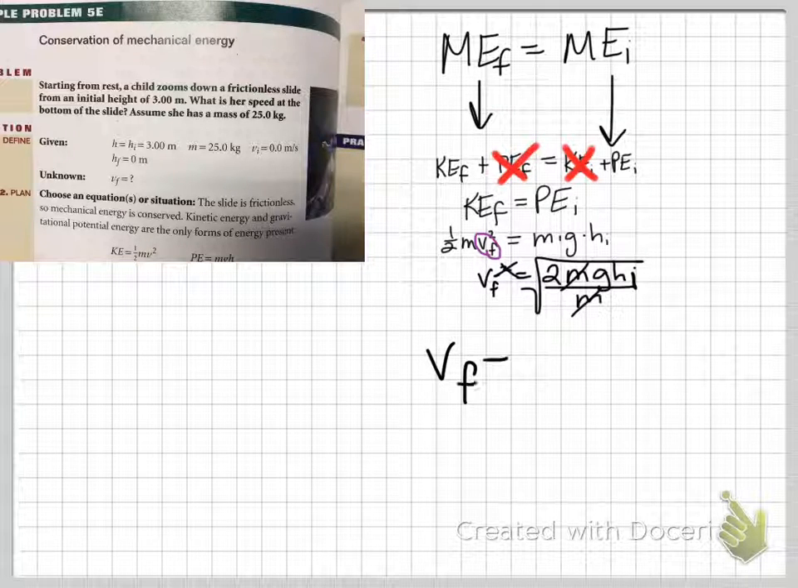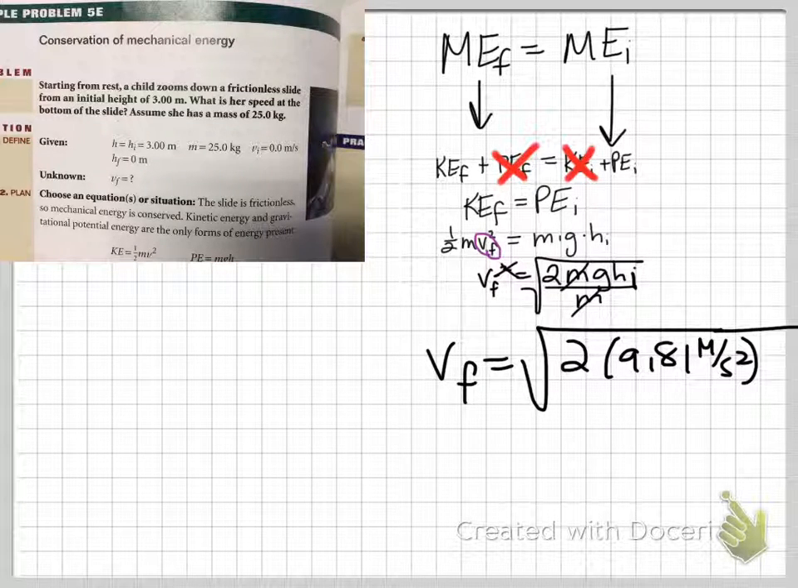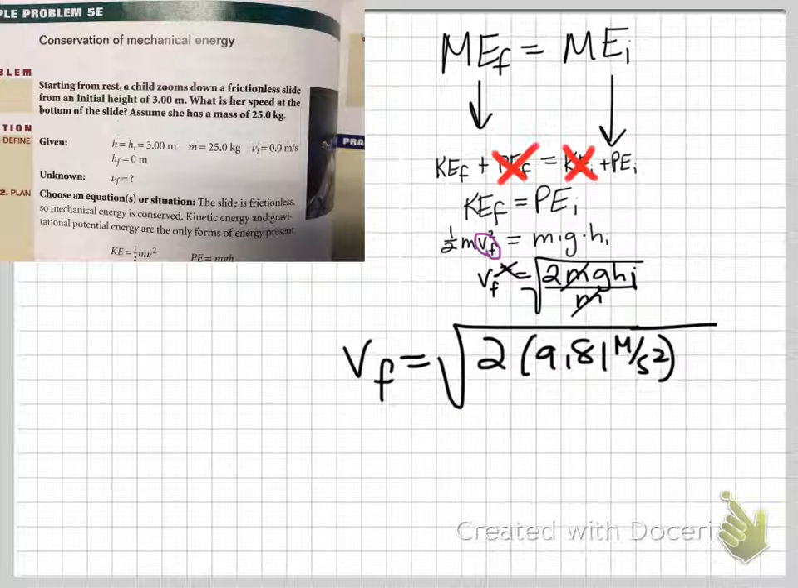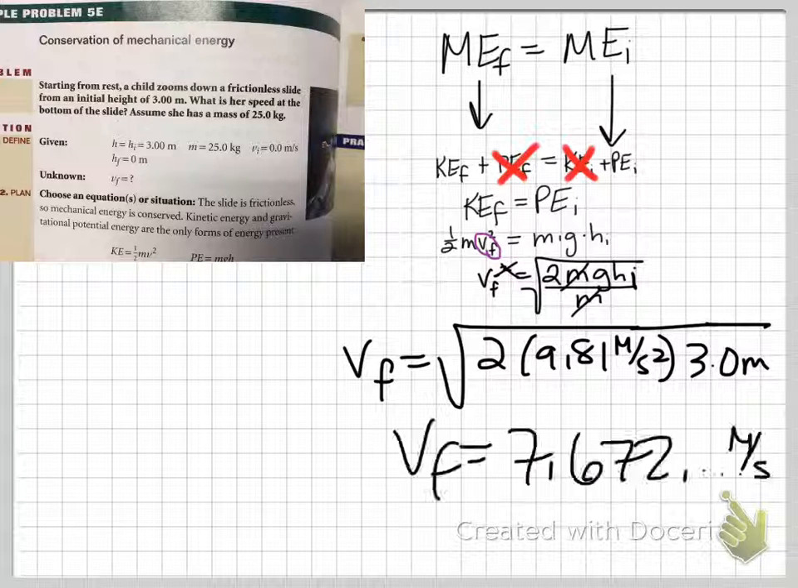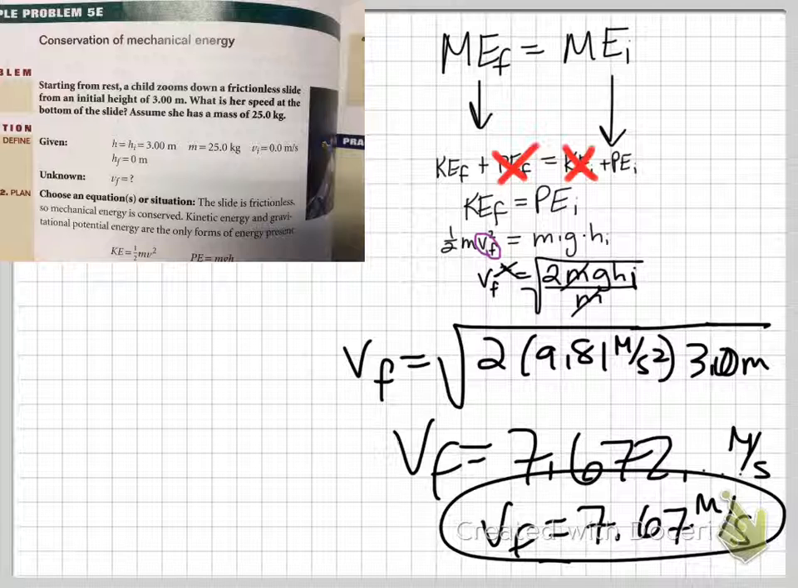So what's the final velocity? Well, square root of 2 times 9.81 meters per second squared times 3.0 meters. That's it. What do we get? So we get a final velocity with sig figs. How many did we have? 2? 3? We had 3. Okay, cool. I wrote it badly, but so v final equals 7.67 meters per second.